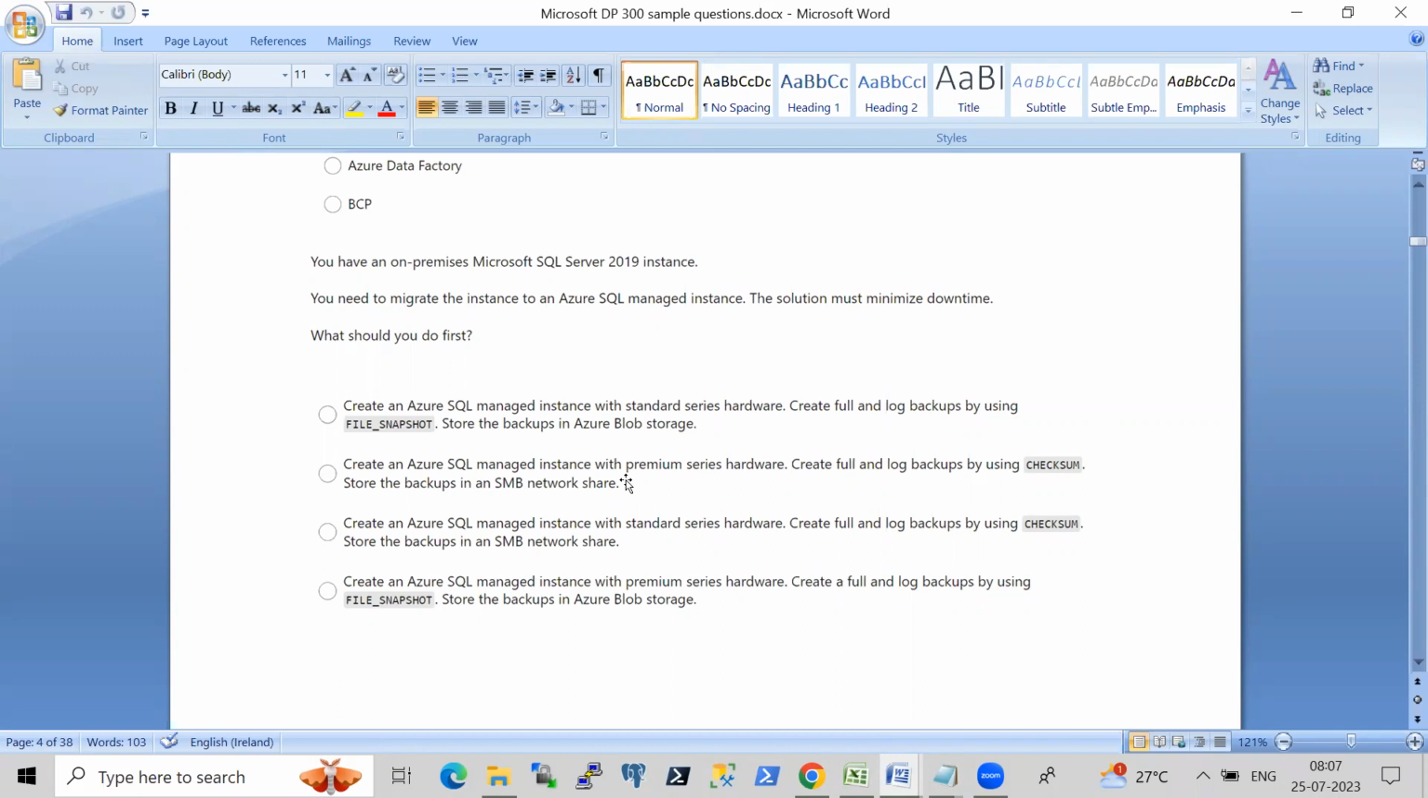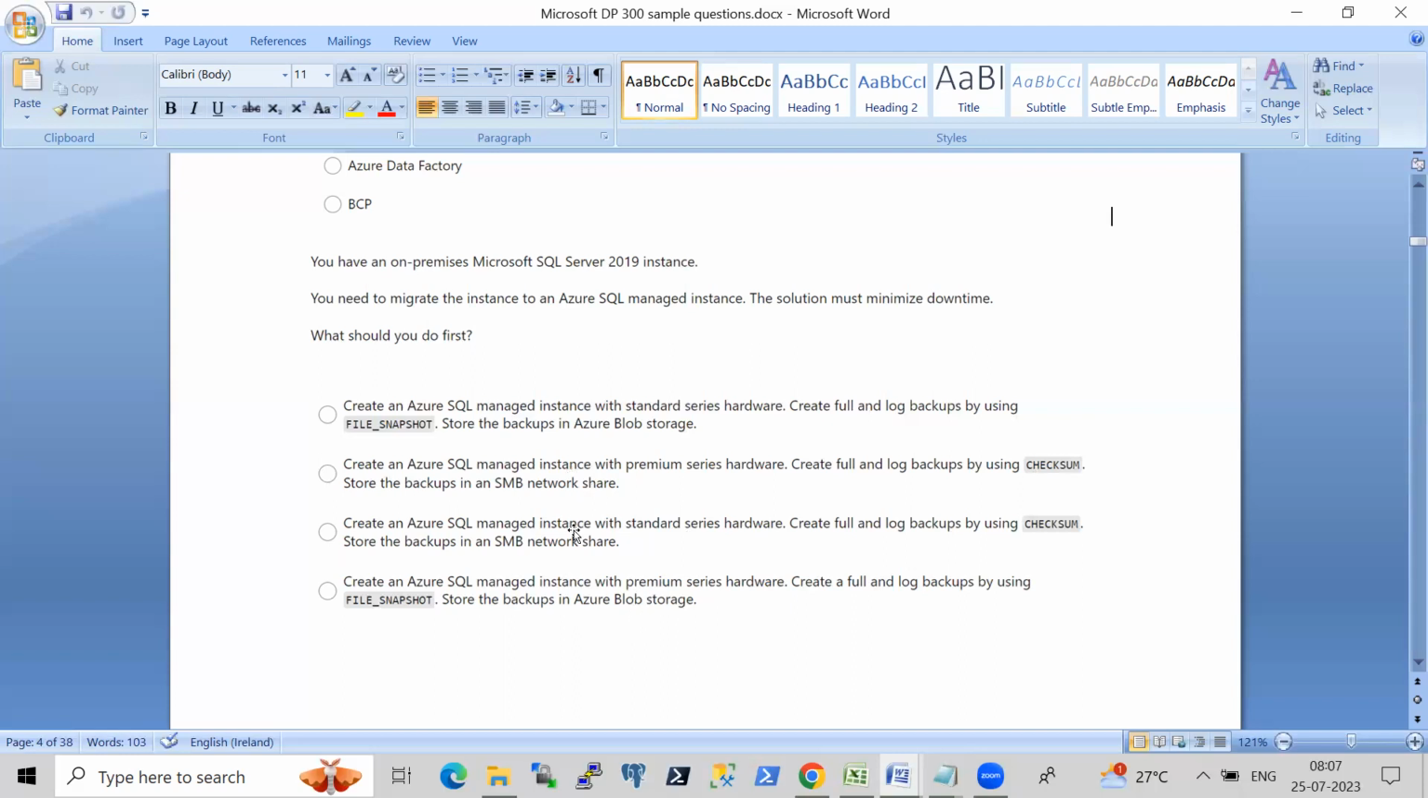I think it will take a lot of time because MI will again cross-check whether the backup is valid or not. If you are doing it with checksum, we are already ensuring that the backup is going to be valid because we are performing the checksum algorithm, which checks if there are any errors inside the backup. So that is a requirement for MI. If you are taking a backup from on-premises, it has to be with checksum. So this option is gone, this option is gone.